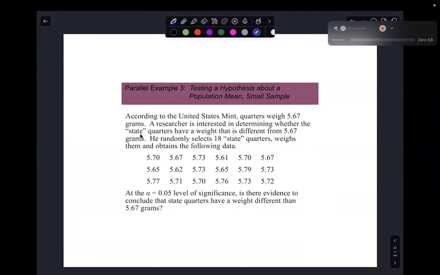So we're going to take the first thing. I'm not going to write these down because I want to focus on the calculator, but we're going to talk about them. Does it say there's a simple random sample? Yes. He randomly selected 8 state quarters. That's random. Good. My sample size is 18. It's less than 30. It does not state it is normally distributed.